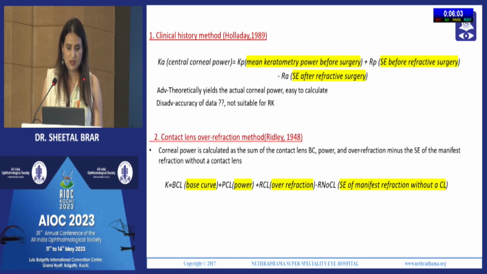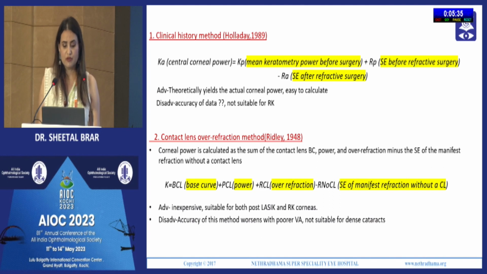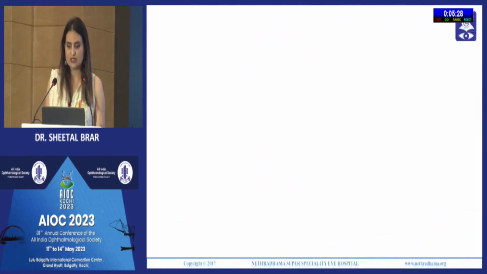and it is also not suitable for RK eyes. The contact lens over refraction method was proposed by Ridley. In this method, you calculate the corneal power as the sum of the base curve of the contact lens, the power of the contact lens, and the over refraction, minus the spherical equivalent of the manifest refraction without a contact lens. This is an inexpensive method and is also suitable for both post-LASIK and RK corneas. However, it suffers from the disadvantage that its accuracy reduces with poorer visual acuity and it is also not suitable for denser cataracts.